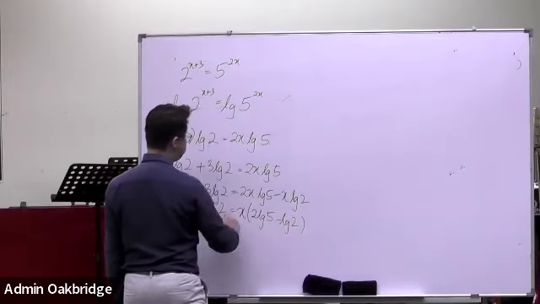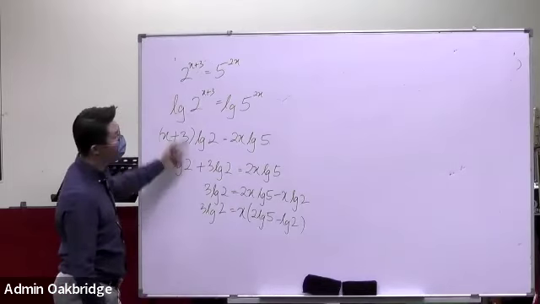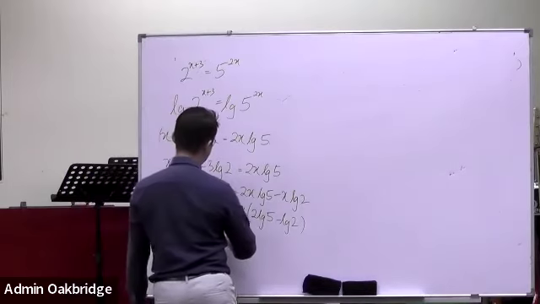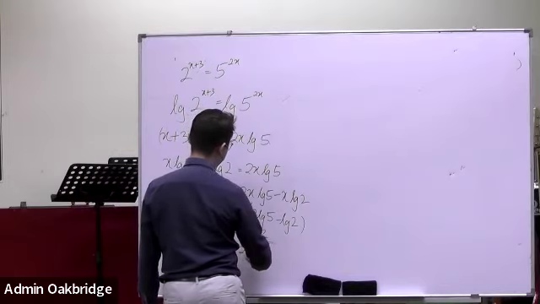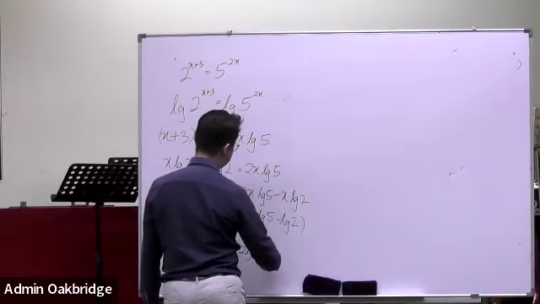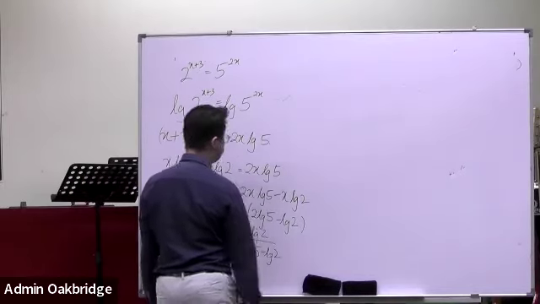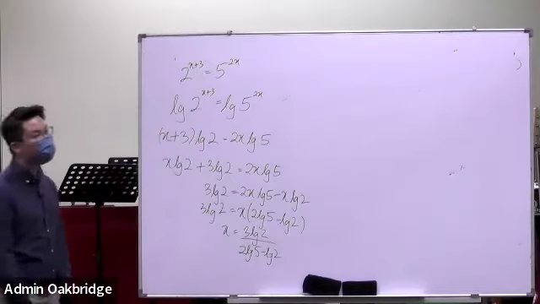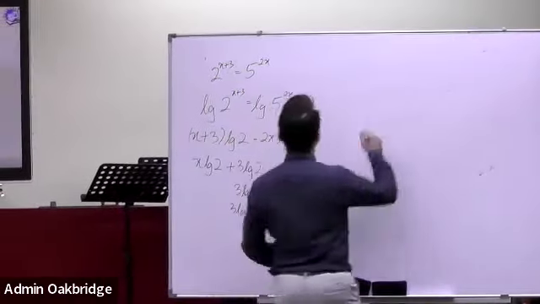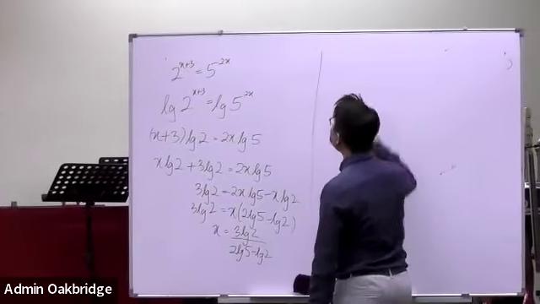At last, you can find x using the law of LG here. So x equals 3LG2 over 2LG5 minus LG2. For me, it's quite tedious and too long already. A lot of logs need to be written. So I will go to another method.